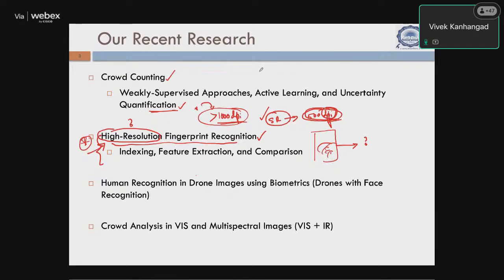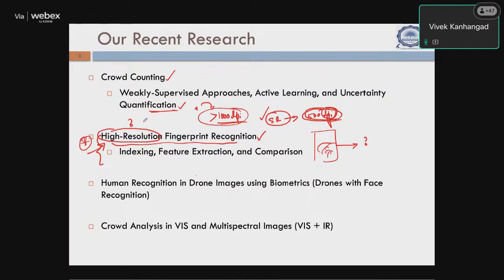Yes, of course, I'll provide that. We have published some papers in this area, so I'll provide them. I do have references to those works on my slides.